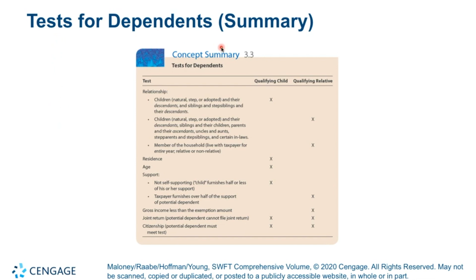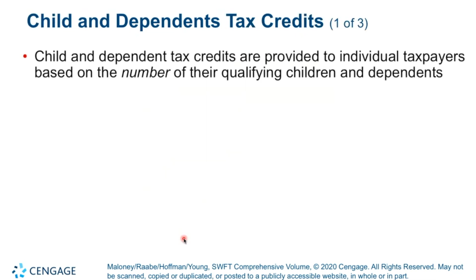So, tests for dependents. This is a summary of those that I mentioned, which you would find in the book for your cheat sheet. Writing it out will probably help clarify. If it sounds like a lot, it is, but writing that out can really help.